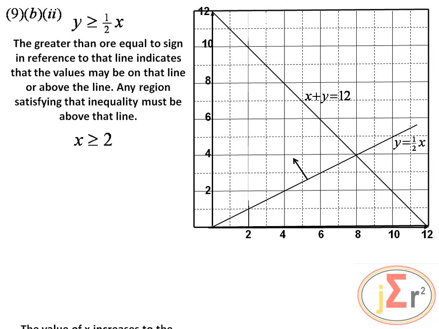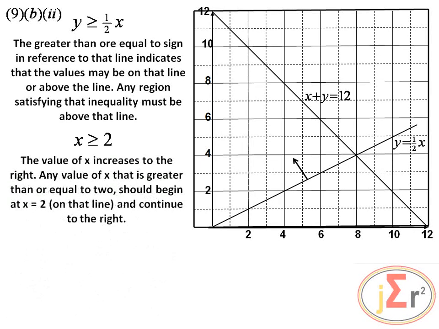That one. The value of x increases to the right. Any value of x that is greater than or equal to 2 should begin at x equals 2 on that line and continue to the right. So greater than is to the right. So we will begin on that line and continue to the right. Like this.